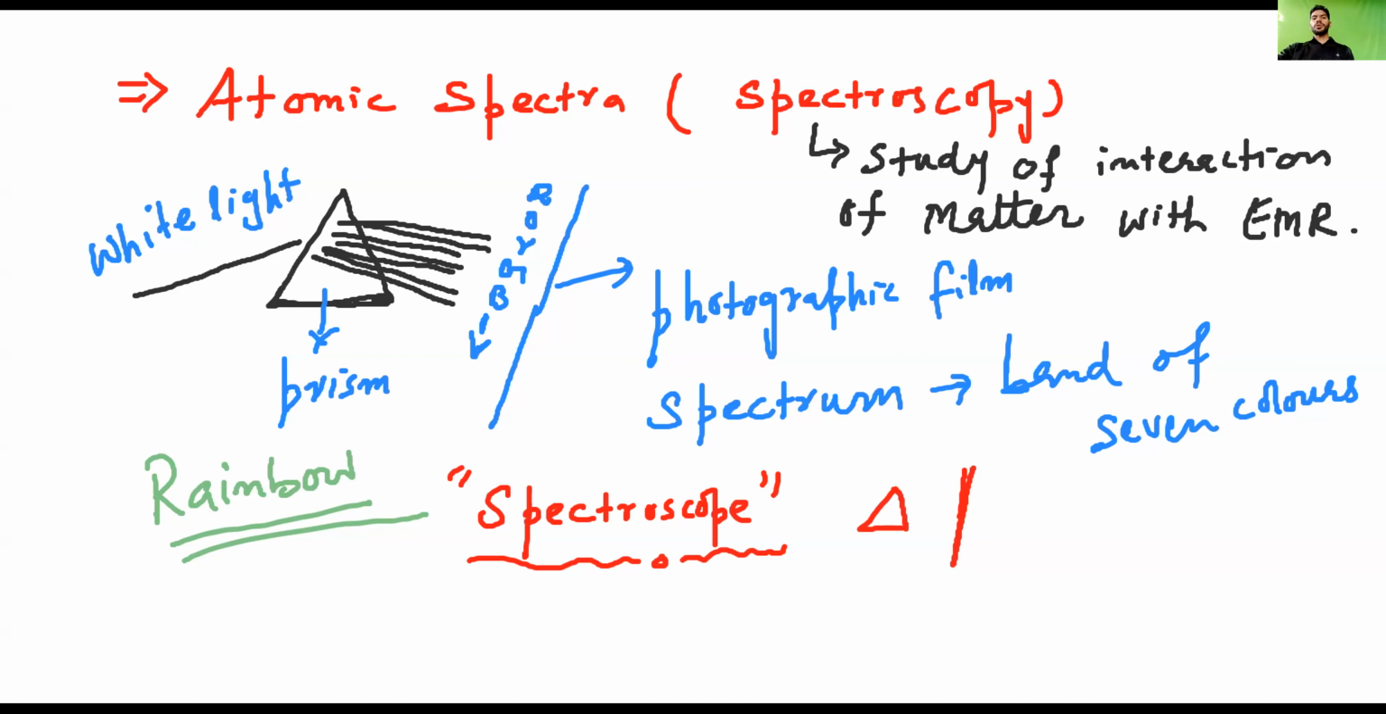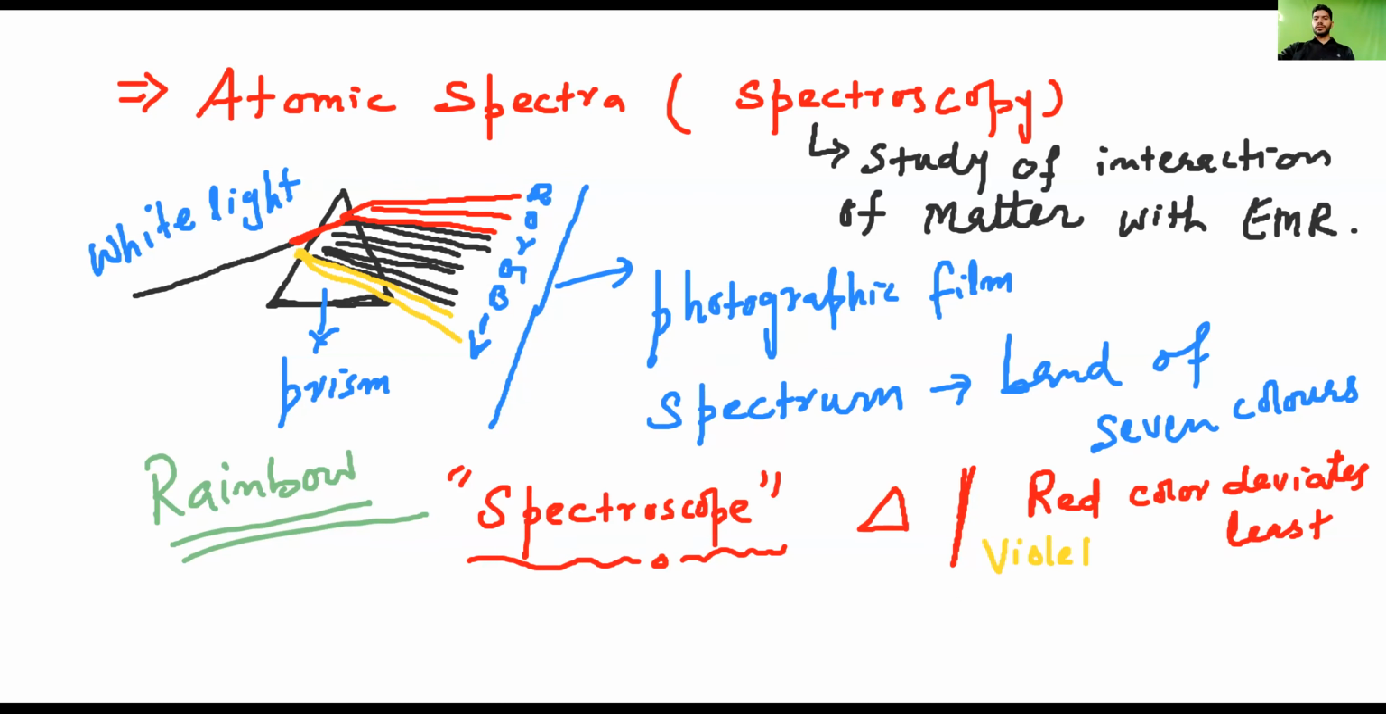Now, the very important point to be noted down is that when white light is passed through a prism, which color deviates least? Can you tell me which color deviates least? Red color deviates least, isn't it? You can see here the angle is very small in the case of red color. But which color deviates most? That is your violet, isn't it? Violet I have shown here below. So you will remember that violet color shows maximum deviation. Got it?